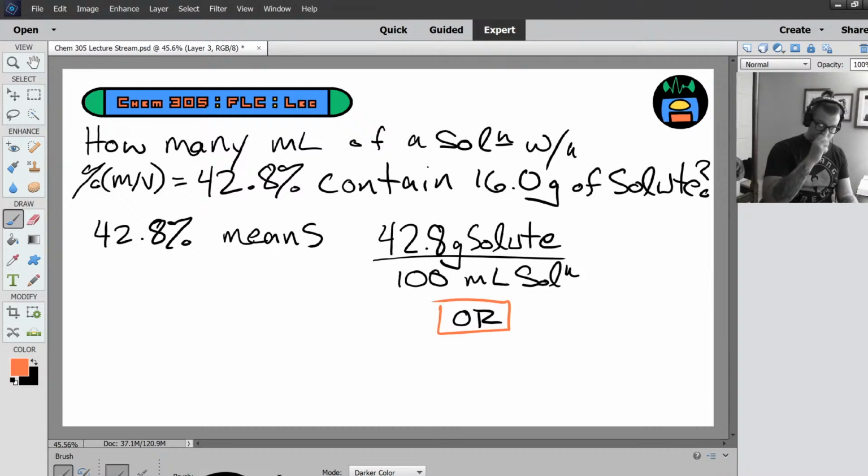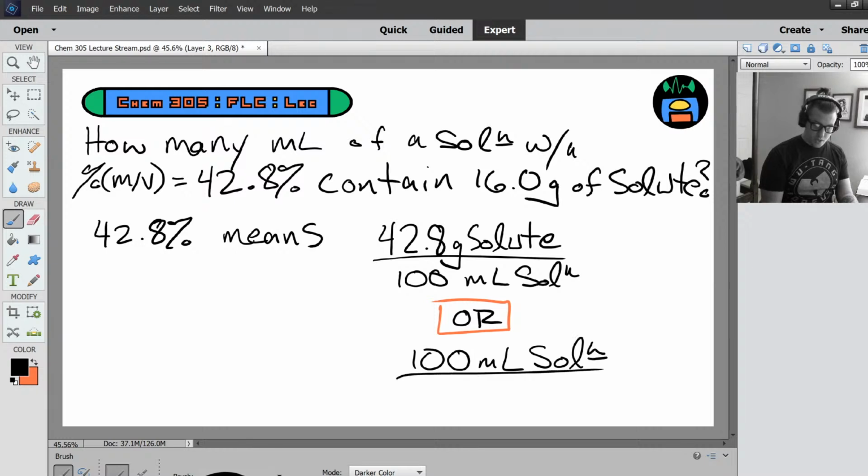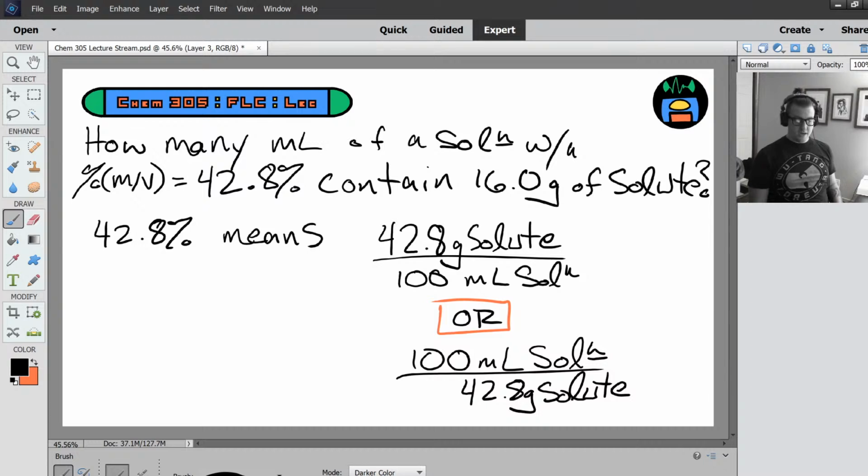it means 42.8 grams of solute in 100 milliliters of solution, or you could write this as the inverse, 100 milliliters of solution per 42.8 grams of solute. Both of these are true. Now, the first one comes most naturally, right? We see the 42.8%, we're like, yeah, that many grams over 100 makes sense. Why would we ever want to use the bottom one?